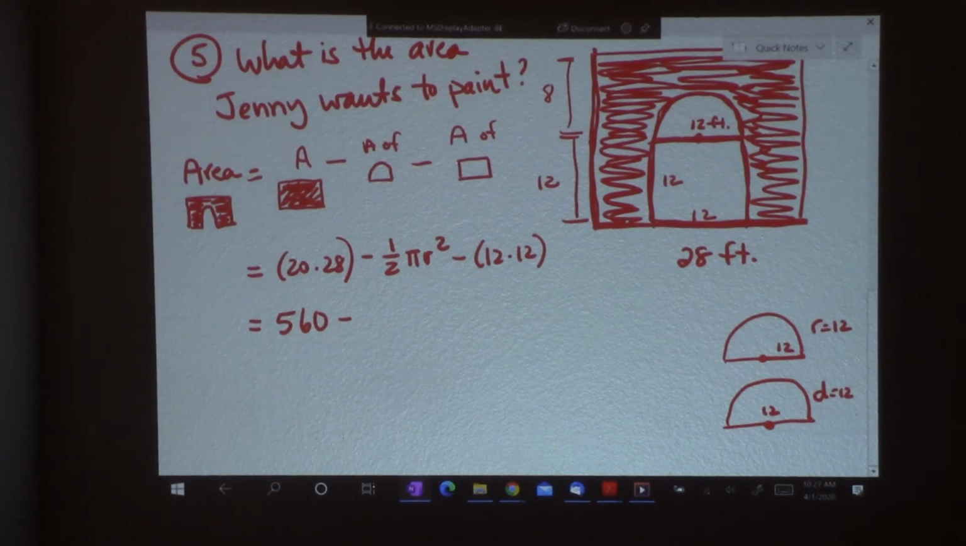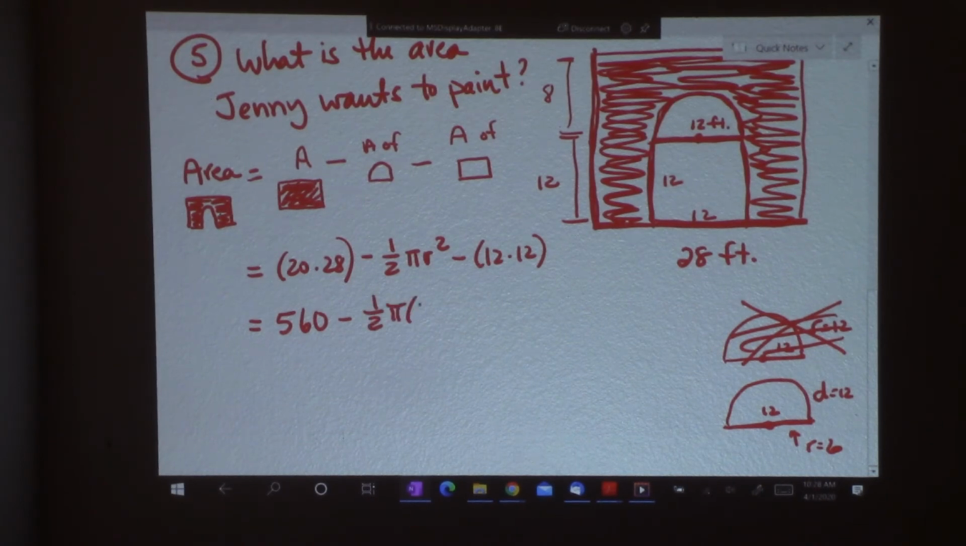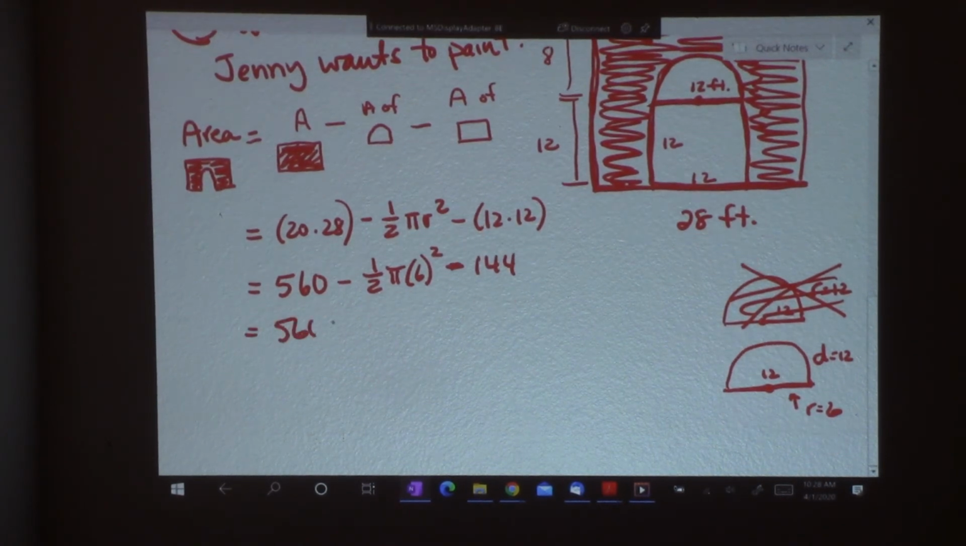If my 12 is over the dot, that means that that's the diameter length. So right here would be the radius, which is 6. Whoops, I'm sorry, I wrote 12. Okay, the radius is 6. The radius is half of the diameter. So I'm going to put that in, and minus 144. So I've got 560 minus, so 6 squared is 36, and half of that is 18.